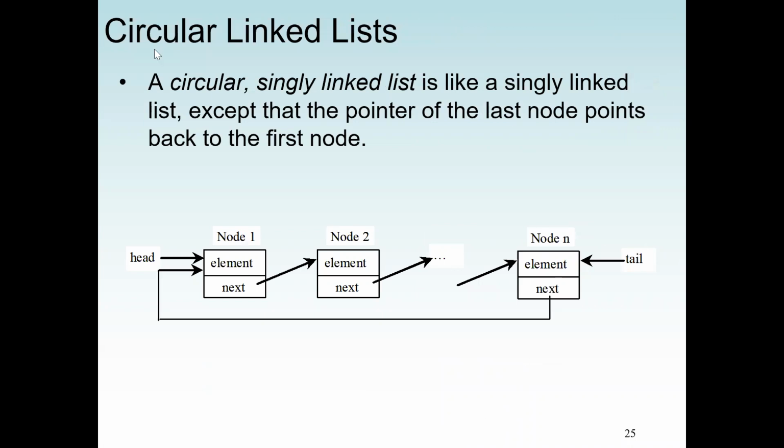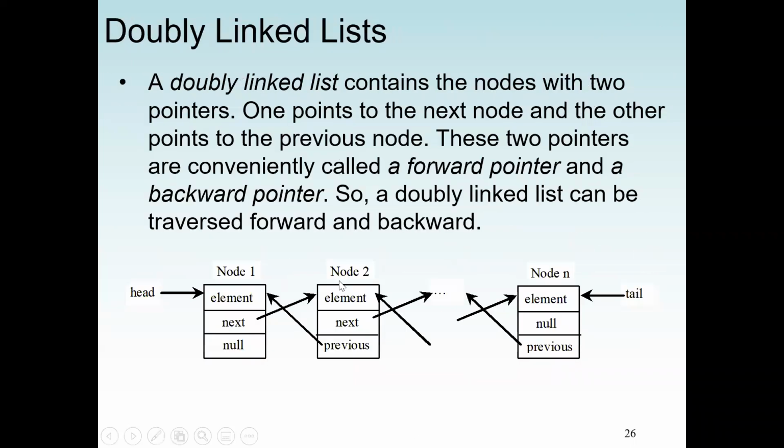The next will be the circular linked list. The circular linked list is the same as a single linked list. The difference is that instead of the last node pointing to none, the last node will point to the first node. That's why it's like a circle, a circular list. So we say a circular list is a single linked list, except that the pointer of the last node points back to the first node. All the operations are the same.